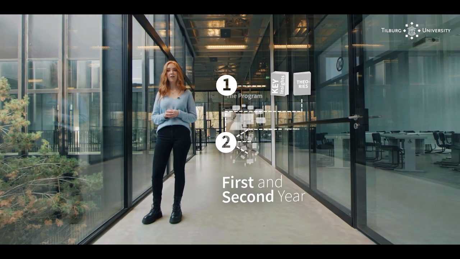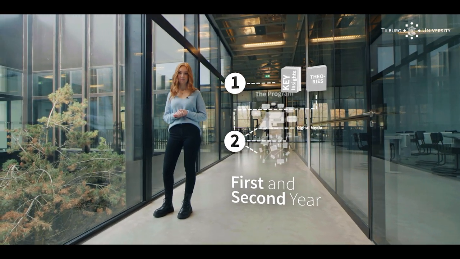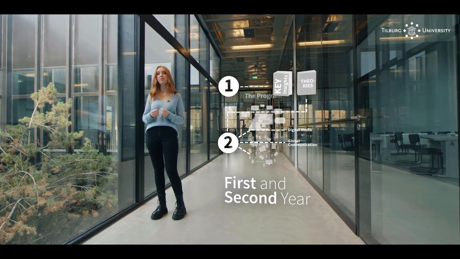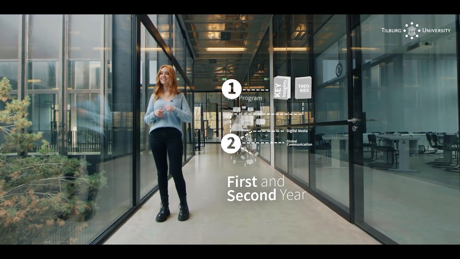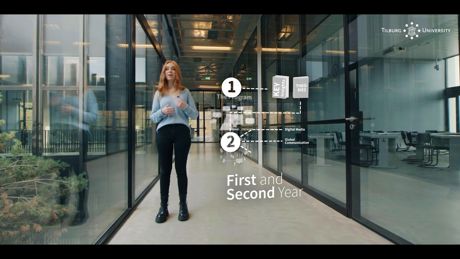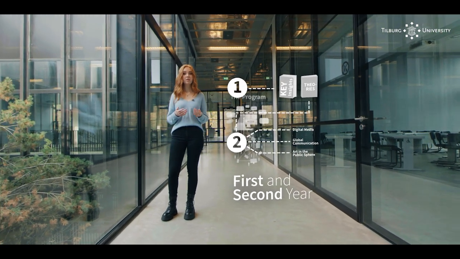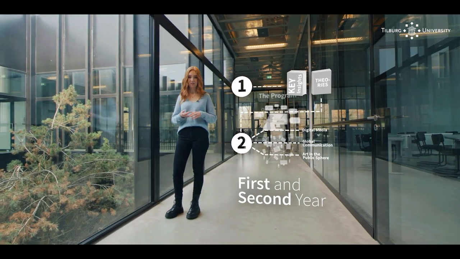The digital media track focuses on how digital media shape today's societies. In the global communication track, you study how globalization influences individuals, organizations, and communities, and how they interact. In the third track, art in the public sphere, you study the role of art and popular culture in society and in shaping debates and opinions.